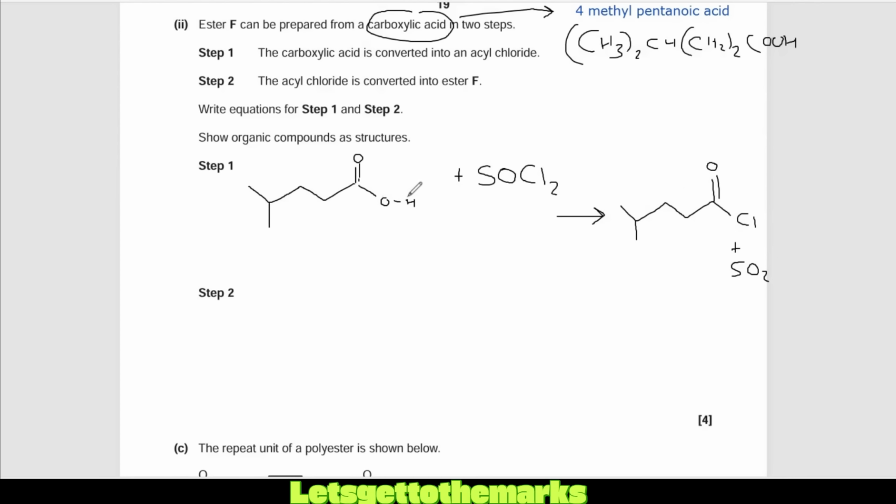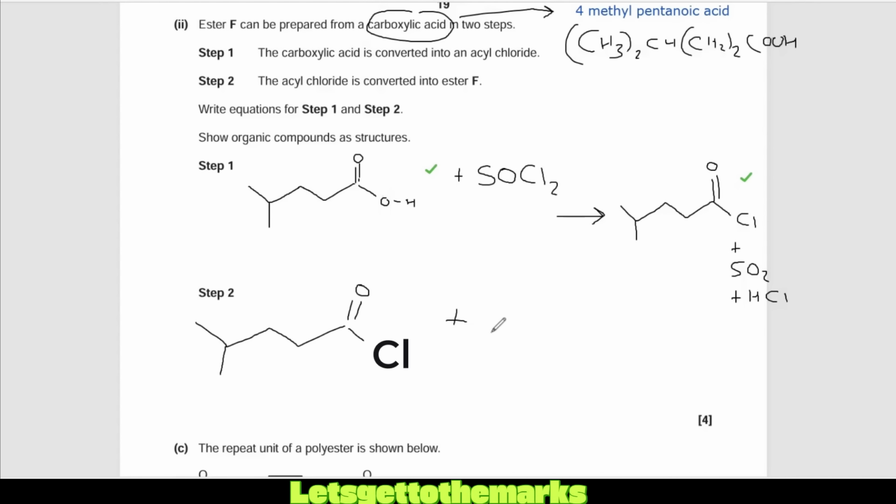Now you need to get rid of the O. Well, the O joins with the SO to make SO2, and the H from the hydroxide group joins with the leftover Cl to make HCl. So 1 Cl goes there, and you can see that all balances up. Beautiful. And so I'm going to redraw the skeletal formula now for my 4-methylpentanoyl chloride.